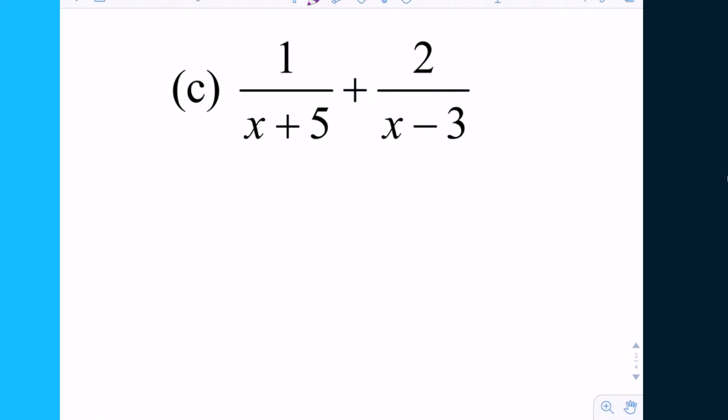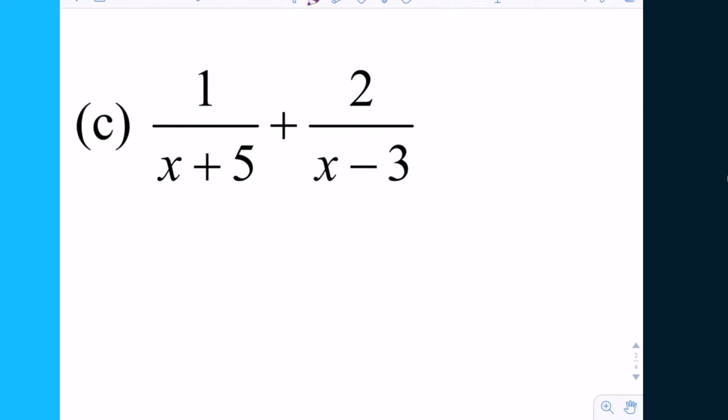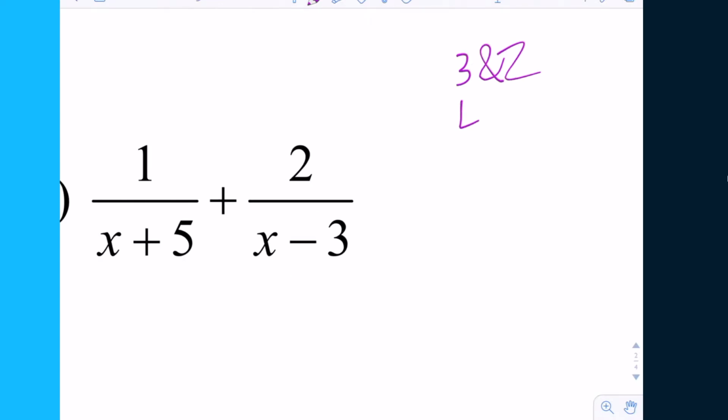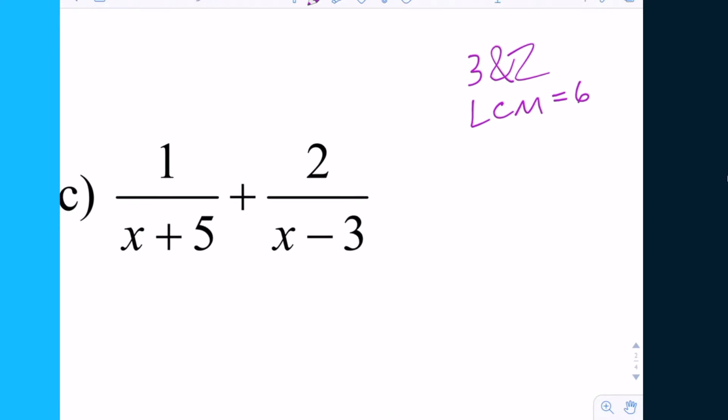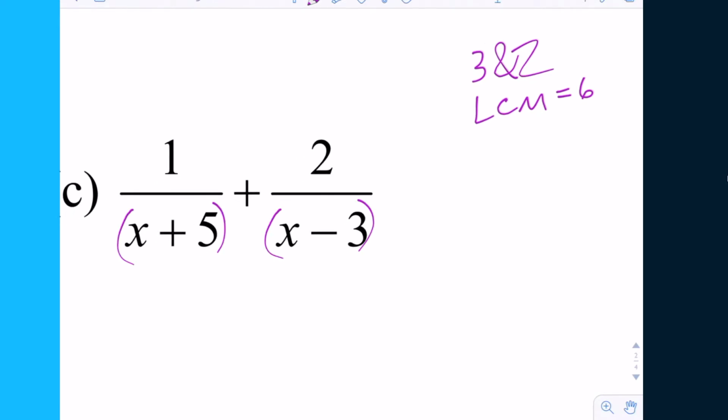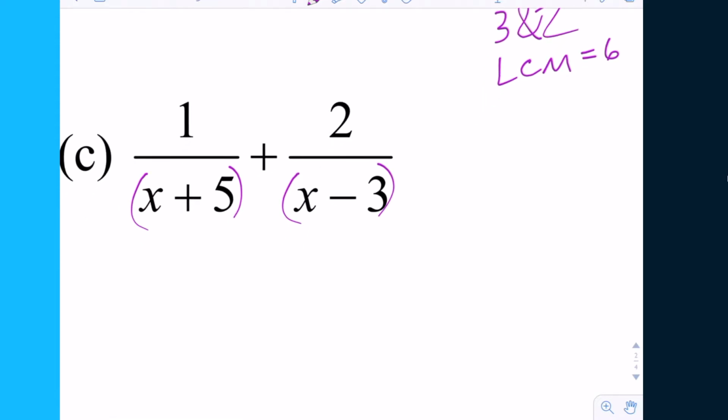And in order to add or subtract fractions, we need a what? Common denominator. What is the LCM of x plus 5 and x minus 3? Good. If we had like the numbers 3 and 2, the LCM would be 6, right? The LCM would be 6 because they are co-prime. When you have polynomials, you're going to do the same thing. 3 is a factor, 2 is a factor. They have no factors in common, so their product is the least common multiple. X plus 5 is a prime linear factor. X minus 3 is a prime linear factor. They have no factors in common, so the LCM is their product.